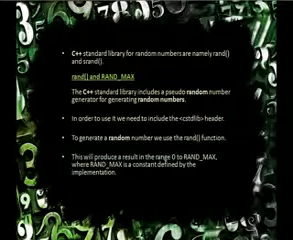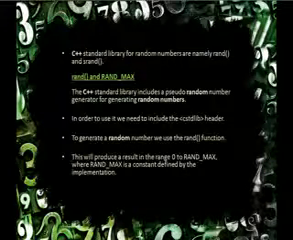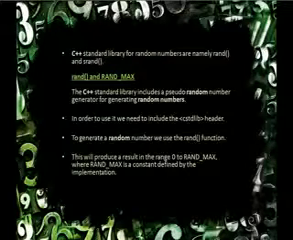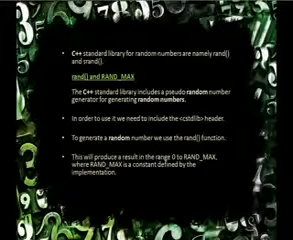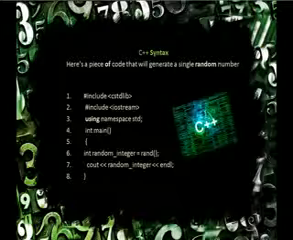In order to use it, we need to include the cstdlib header. To generate a random number, we use the rand function. This will produce a result in the range 0 to RAND_MAX, where RAND_MAX is a constant defined by the implementation. Here is a piece of code that will generate a single random number.